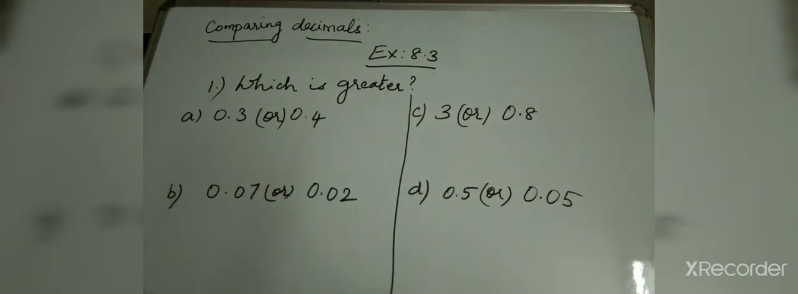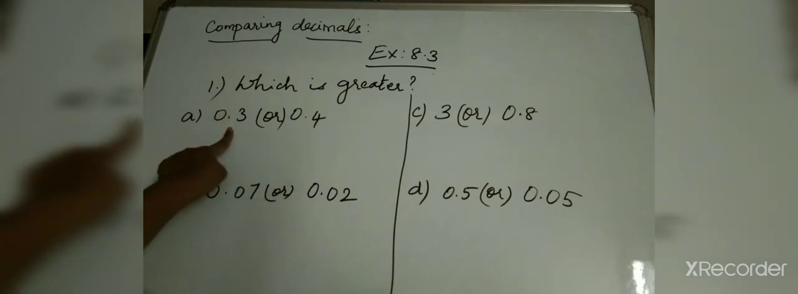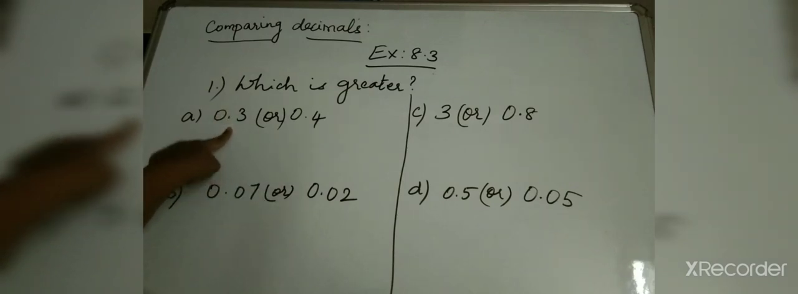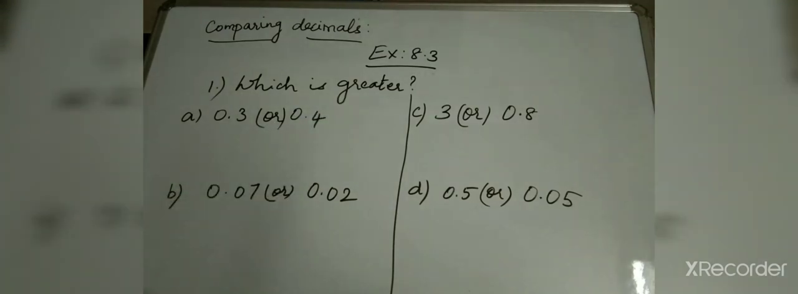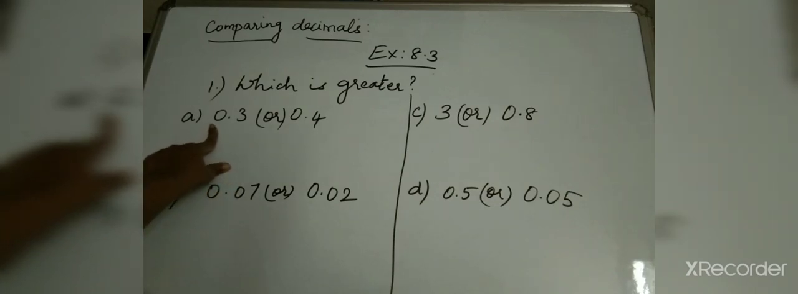Comparing decimals. Okay, directly we are moving to exercise 8.3. Okay, I will explain how to compare two decimal numbers. Now look here, 0.3 or 0.4, which is greater? How can we check which is greater? Okay, so we have to start from the number which is at the leftmost position. Okay, from the left we have to check the numbers.